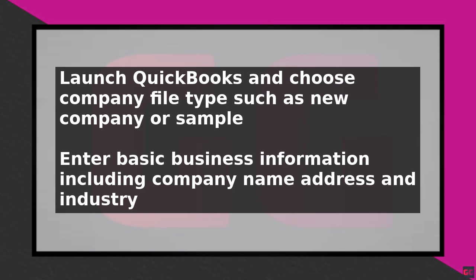Next, you will need to set up your company file by choosing the correct accounting method, such as cash or accrual, and setting the start date for your accounting period. You will also need to set up your chart of accounts, which is a list of all the accounts you will use to track your income and expenses.